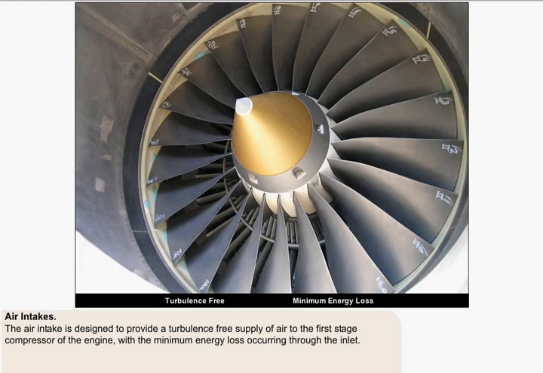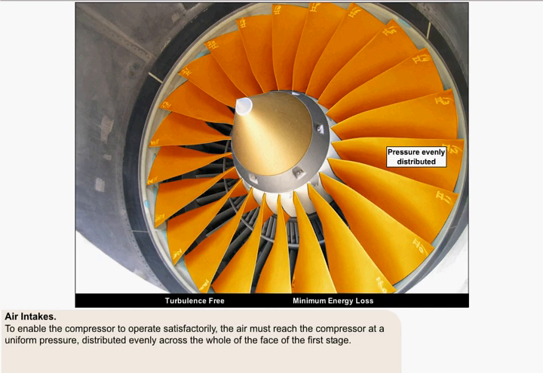The air intake is designed to provide a turbulence-free supply of air to the first stage compressor of the engine, with the minimum energy loss occurring through the inlet. To enable the compressor to operate satisfactorily, the air must reach the compressor at a uniform pressure, which is distributed evenly across the whole face of the first stage.